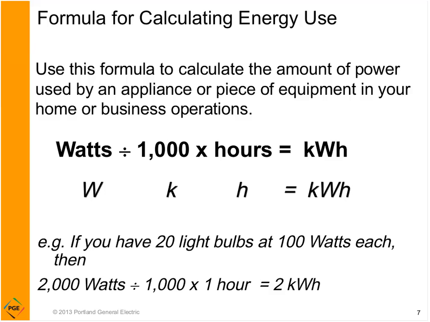Watts divided by 1,000 times the number of hours gets you your kWh. In this little example, we have 20 light bulbs at 100 watts. Then you'd have 20 times 100 is 2,000 watts. Divide by 1,000 times 1 hour, 2 kWh. Another way to think about this is because the equipment is locked in with the watts when you purchase it, your energy use is a function of renting power by the hour. The more hours it's on, the more you pay. And this is what a lot of people talk about. When you leave the room, turn the lights off.